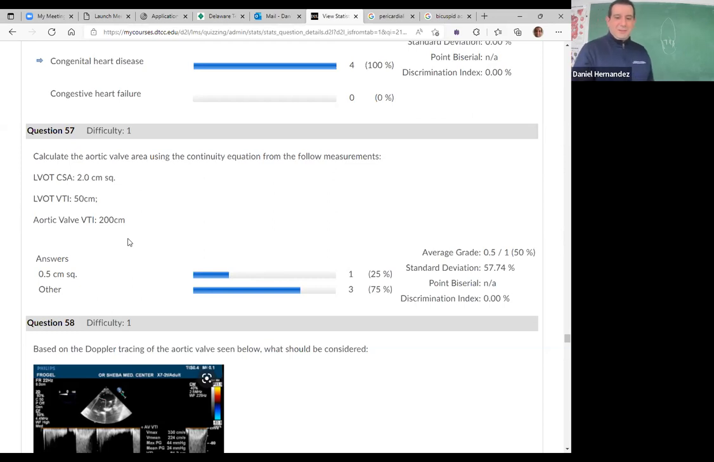So I need a number that's going to multiply times 200 that's going to give me 100. So I have to divide it by 2. So 0.5 times 200 equals 100. That's one way you want to look at it. Or another way: I have a small LVOT VTI number, and this is a larger VTI number. So in order to have an equal, I'm going to need a smaller area to balance out that equation.